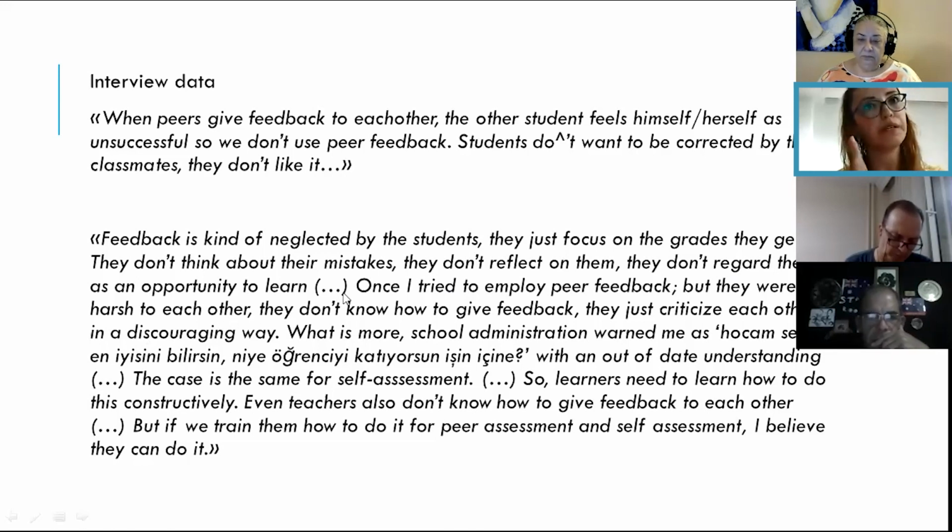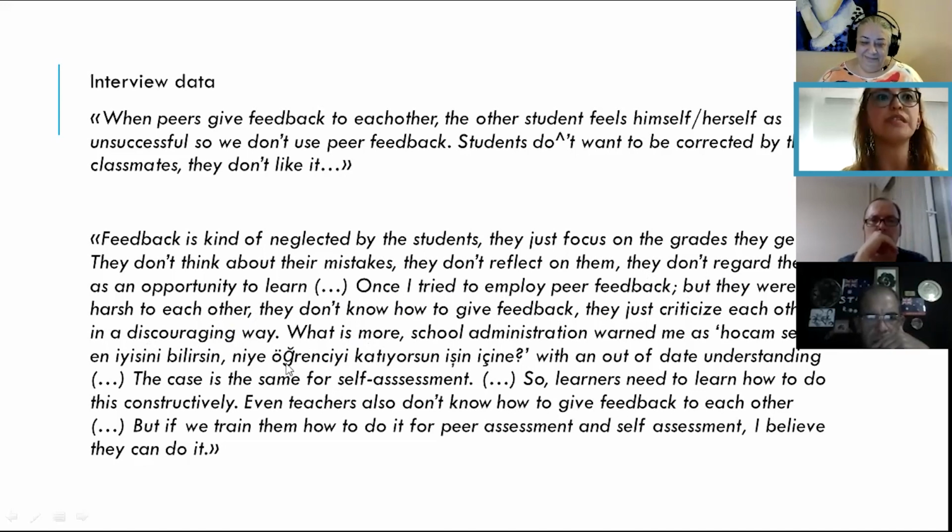Okay. This part is more interesting to me. Once I tried to employ peer feedback, but they were so harsh to each other. They don't know how to give feedback. They just criticize each other in a discouraging way. What is more, school administration warned me as, hocam sen en iyisini bilirsin, niye öğrenciyi katıyorsun işin içine?